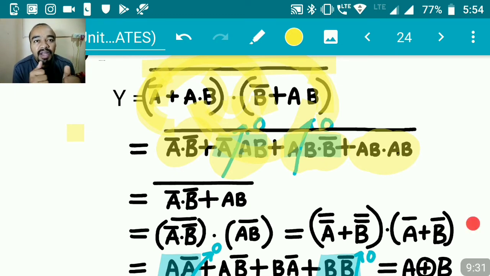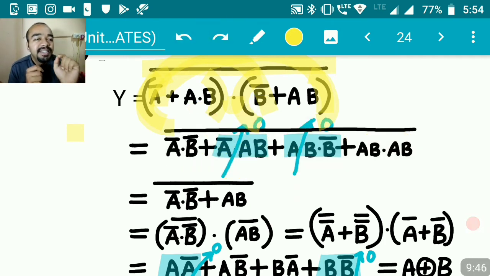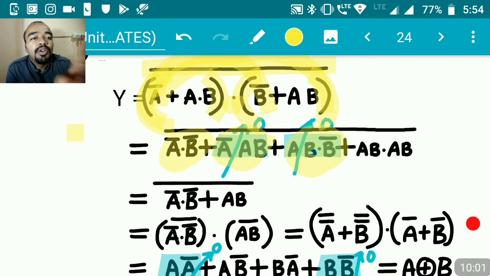We know that a and a bar is equal to 0, and similarly b and b bar is also equal to 0. That is why the term number 1 and the term number 2, both terms go to 0. The value of these two terms is going to be 0. Then we have a bar and b bar. I cannot do anything for that, let us keep it the same. We don't have any rules regarding a bar and b bar.